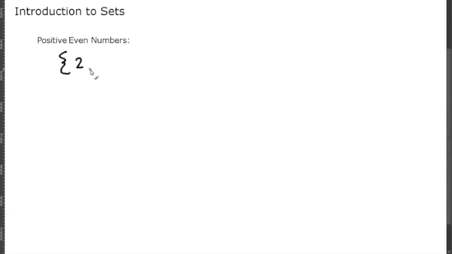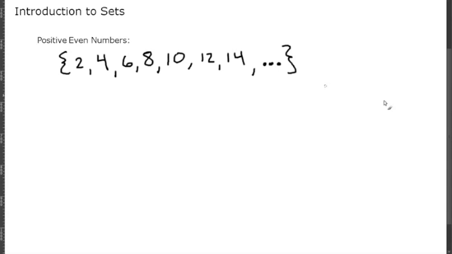And then it goes to 4, 6, 8, 10, 12, 14, 16, 18, 20, 22, and so on. So to represent that this continues on, we are going to put 3 dots and then close the bracket. This is an ellipsis, and it stands for "and so on" or continuing on. So technically there's infinitely many positive even numbers.